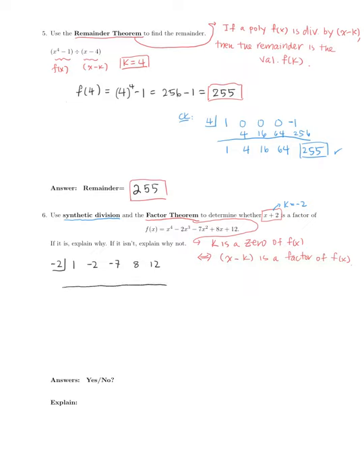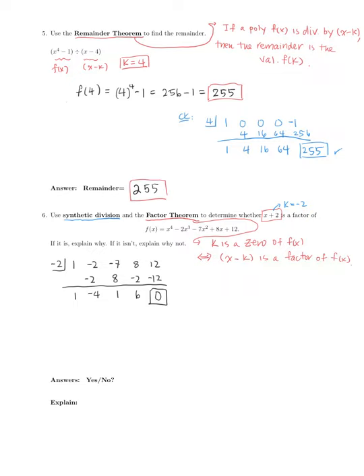All right, now, I'm going to just drop down the 1. 1 times negative 2 is negative 2. Now add, you're going to get negative 4. Now you go negative 4 times the negative 2, what is that? That's 8. And add vertically, you're going to have 1. Now 1 times negative 2 is negative 2. Add vertically, you're going to get 6. 6 times negative 2 is negative 12. Yay! Our remainder is going to be 0.